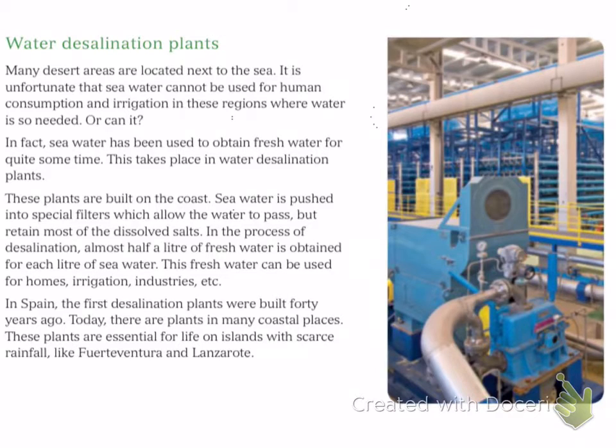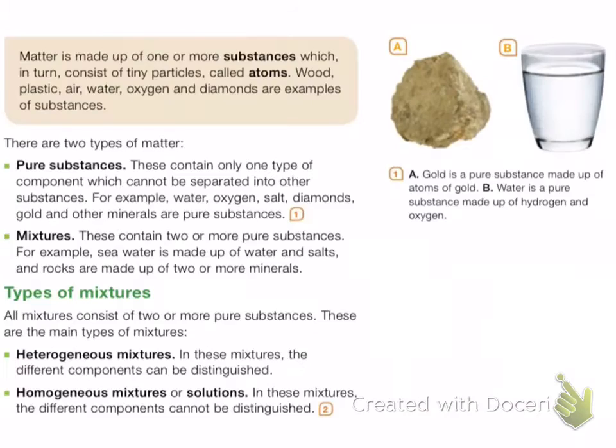In Spain, the first desalination plants were built 40 years ago. Today, there are plants in many coastal places. These plants are essential for life on islands with scarce rainfall, like Fuerteventura and Lanzarote.